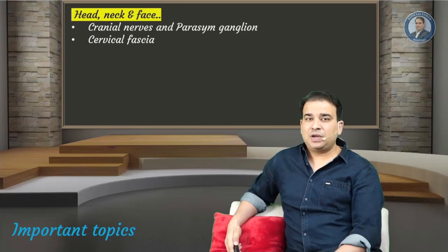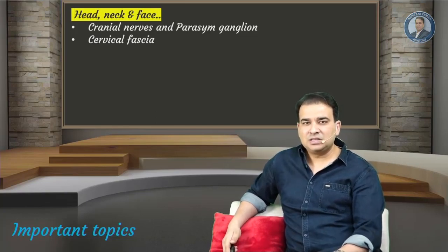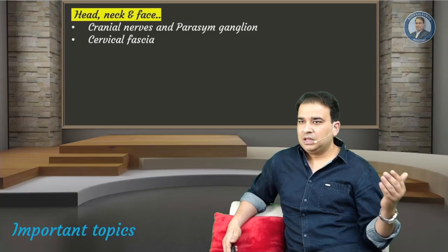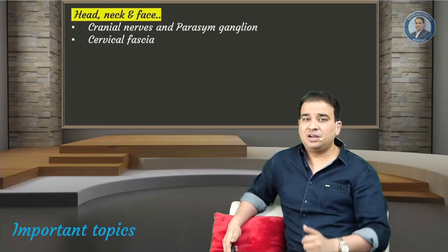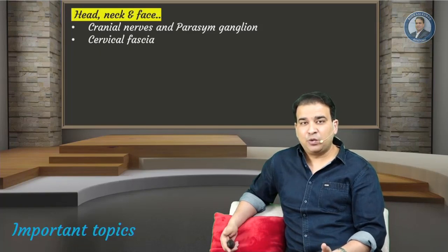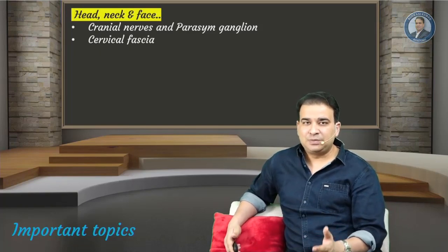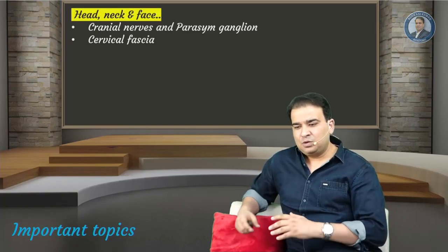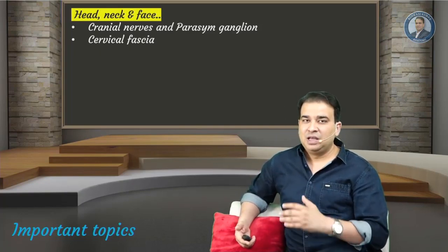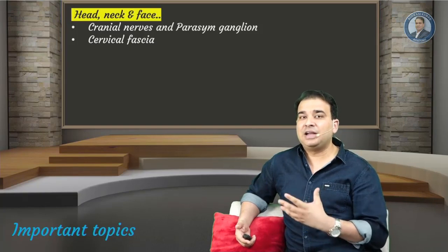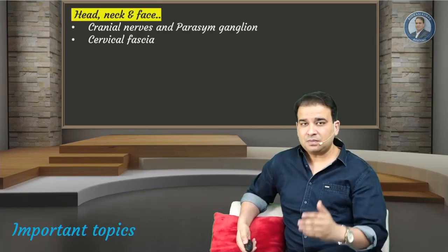Second thing, the deep cervical fascia, quite a hot topic nowadays. Questions on the danger space, the identification of the nerve. In the recently conducted AIIMS exam, there was a question on the carotid sheath. So it's all about deep cervical fascia. And again, to have a good orientation of the head and neck, you need to know about the deep cervical fascia. Otherwise, you'll always have difficulty in understanding the triangles of the neck as well.